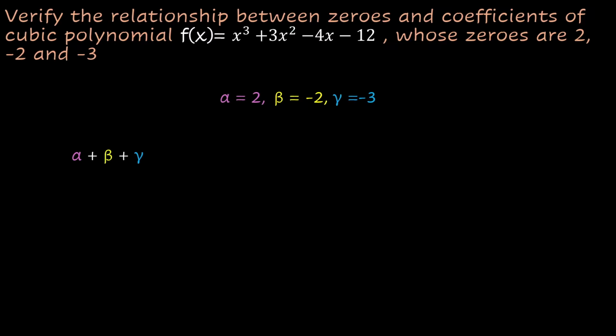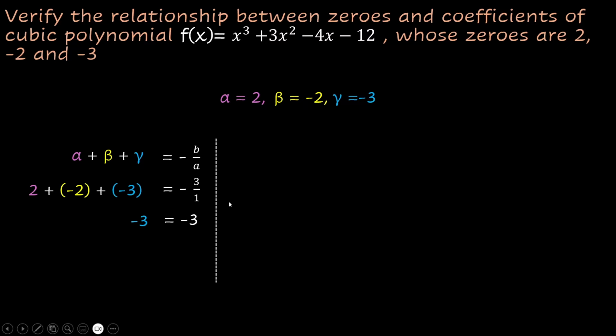We have sum of roots equal to minus b by a. So let's substitute the values. b is the coefficient of x square, which is 3. So minus 3 by 1. a is 1 over here. These two cancel out. It leaves us with minus 3 equal to minus 3. Verified. Let's do the next one.